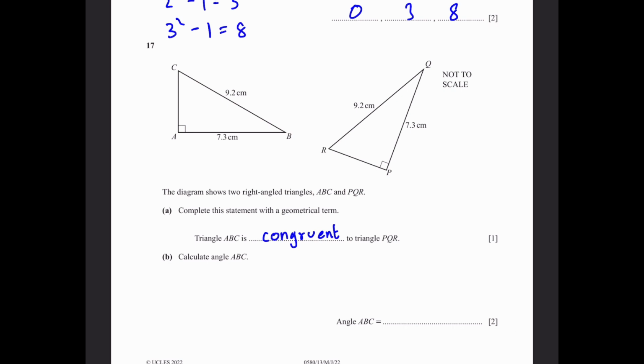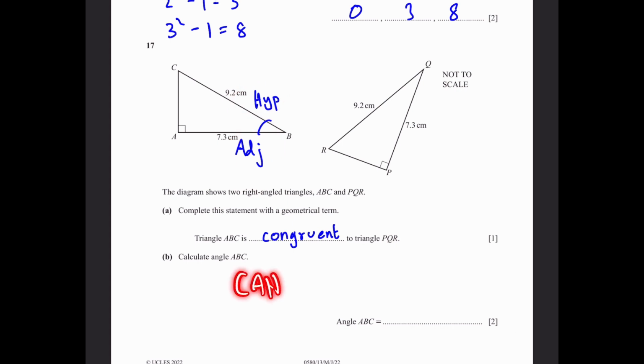B. Calculate angle ABC, which is this angle here. Now, we can actually use trigonometry to solve this, since this is a right angle triangle. Now, we have the hypotenuse and we have the adjacent. Why is it the adjacent? Since it's right next to the angle here. So which formula of SOHCAHTOA actually uses hypotenuse and adjacent?